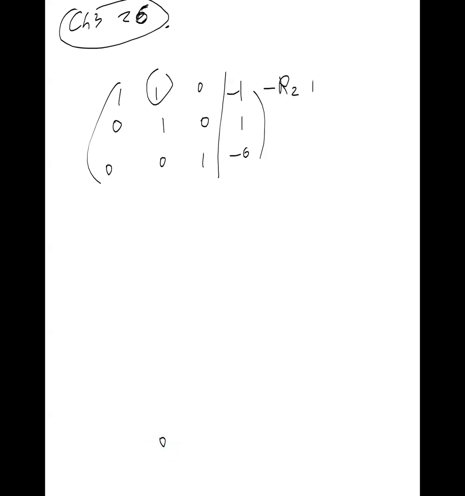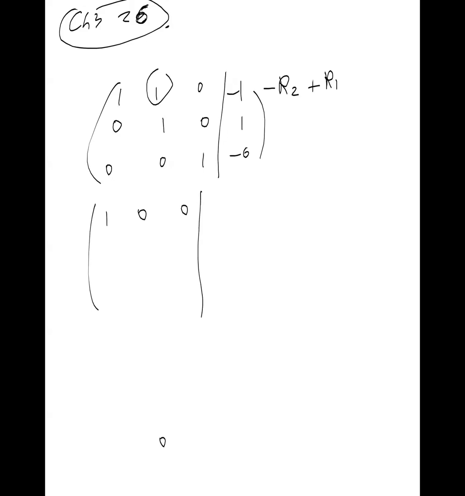Negative row 2 plus row 1. We're going to change row 1 to be negative row 2 plus row 1. So we're just going to take the opposite of row 2 and add it to row 1. So what is negative 0 plus 1? It is 1. What is negative 1 plus a 1? 0, correct. And then the next one, what is negative 0 plus 0? Still 0. So that looks nice.